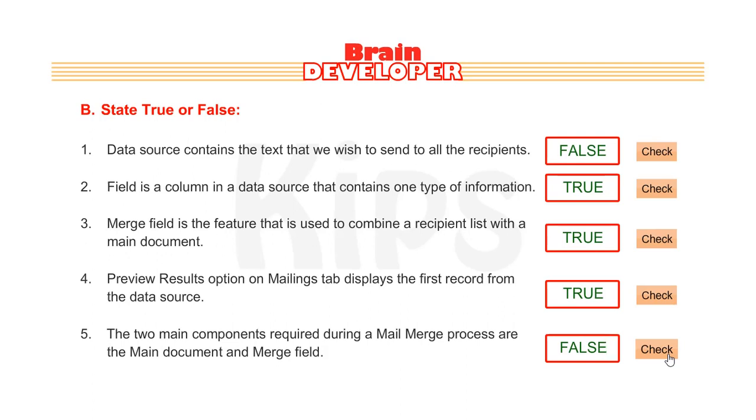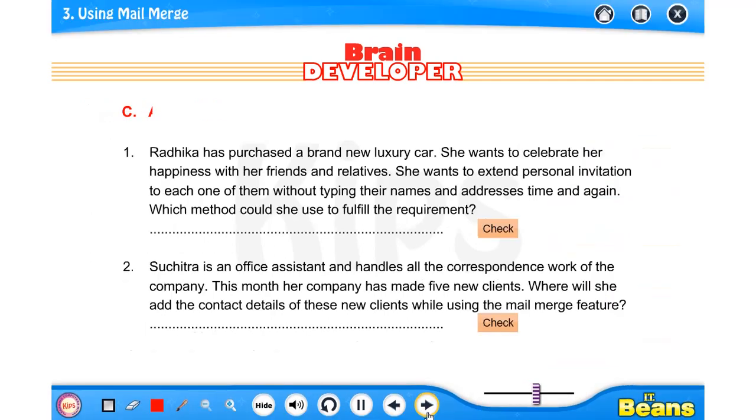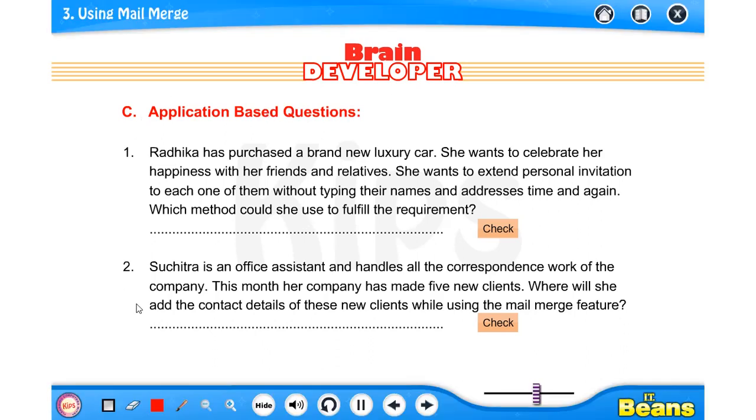Now I am repeating the answers of true false again. First one is false, second true, third is true, fourth is true, and fifth one is false. So let's move to the next one, beta. Application based questions. Now application based questions we are doing.